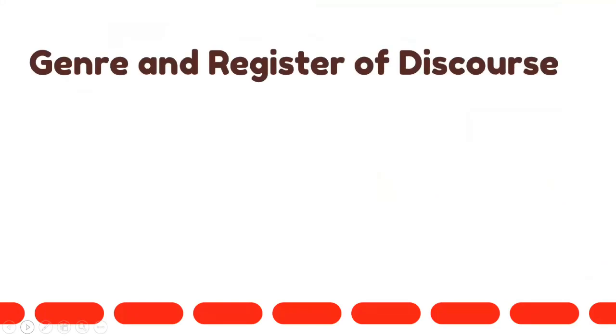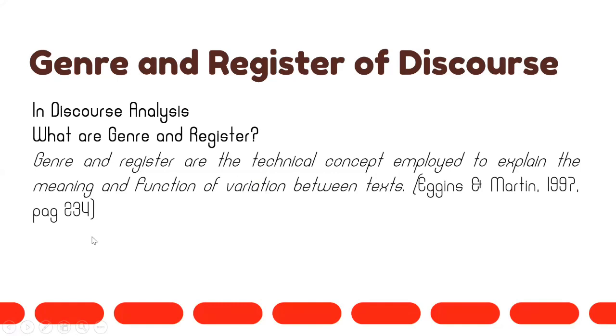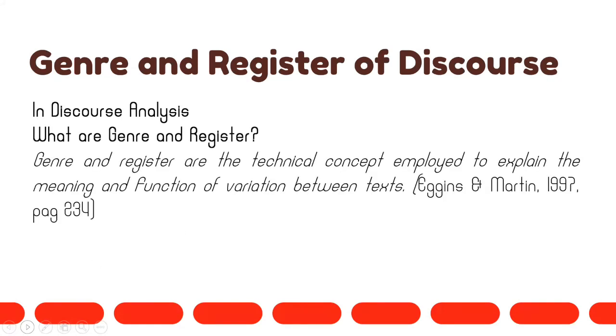In first place, we have that in genre and register, we have that in discourse analysis, according to Eggins and Martin in 1997, genre and register are the technical concepts employed to explain the meaning and the function of variation between texts. So that means that to explain these concepts, we need to follow the function and the variation between texts.